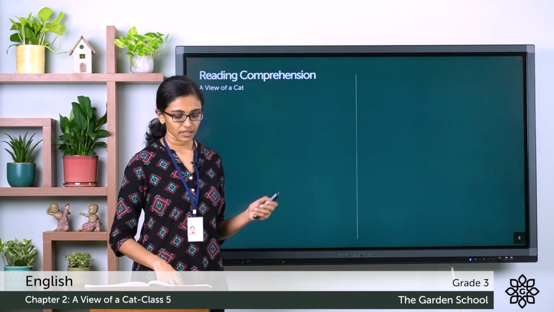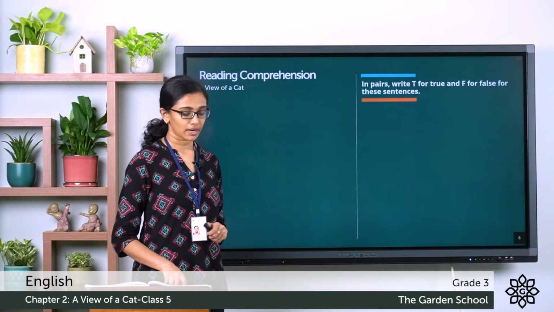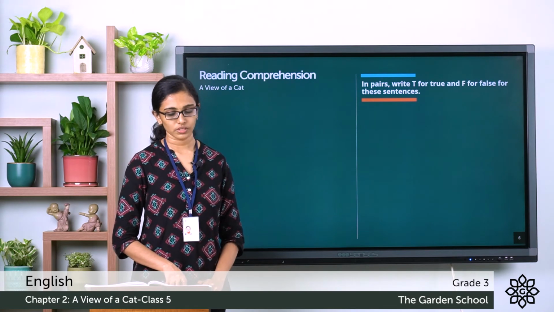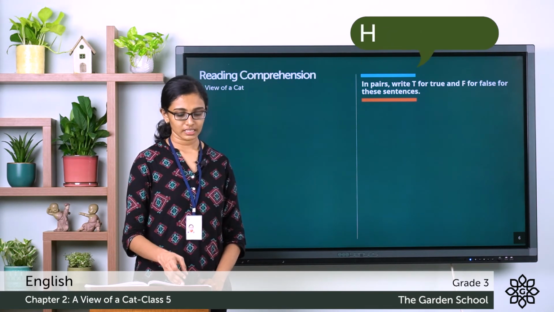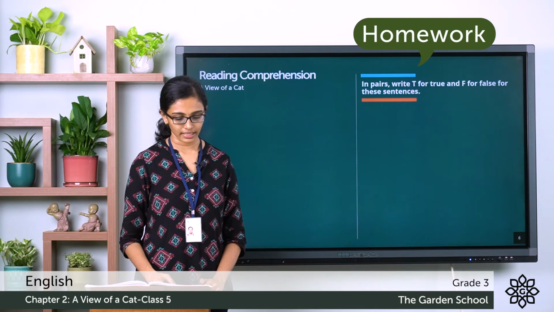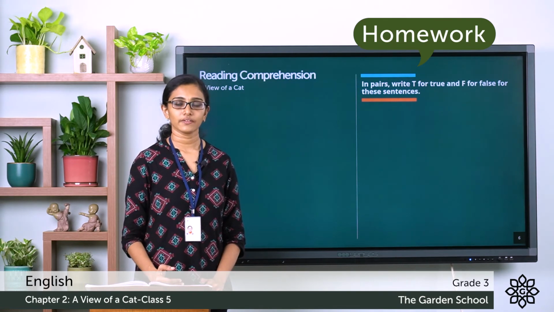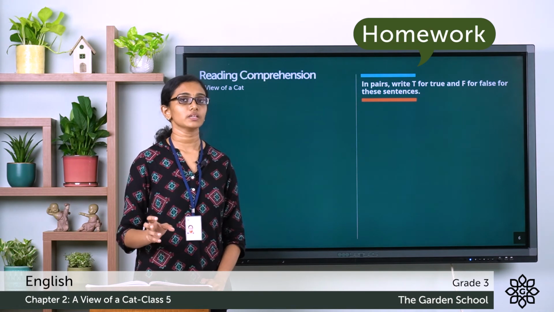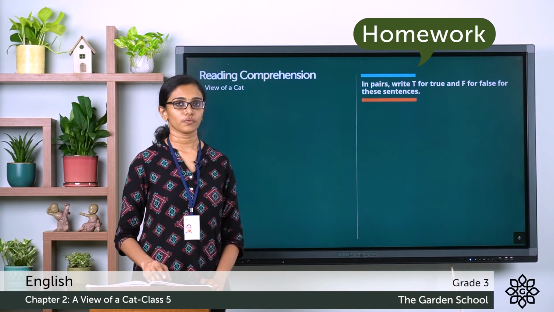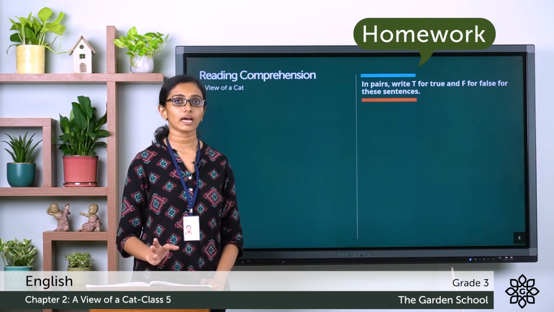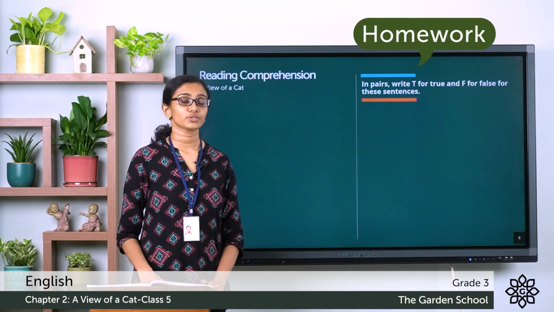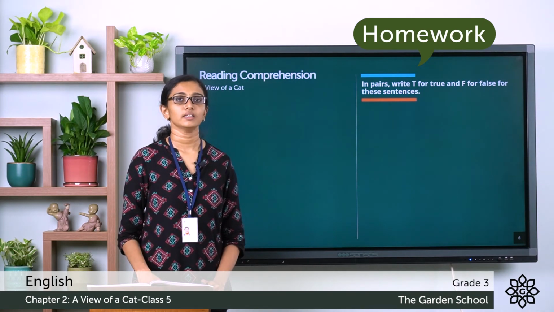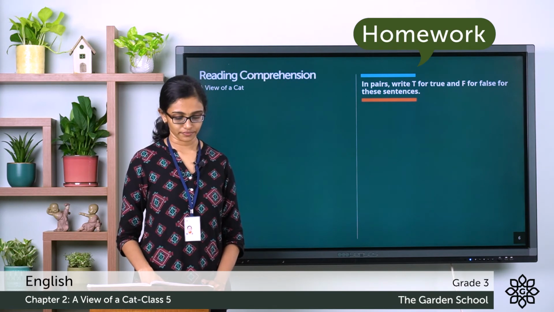And there, the first question is, in pairs, write T for true and F for false for these sentences. You can see 6 sentences given there. Read each sentence carefully, and based on the poem, you have to mark whether the given sentence is true or false. You have to write T for true and F for false. If the sentence is true, you have to write T there. If it is false, you have to write F there.